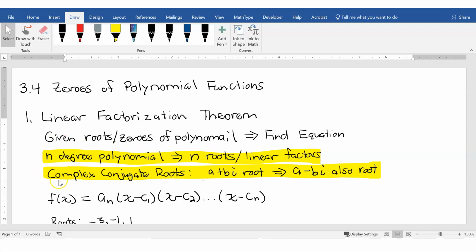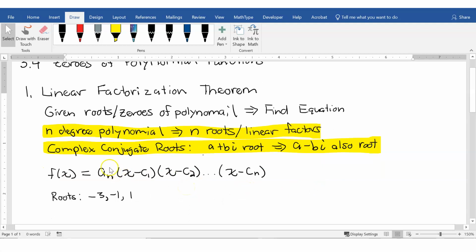The second property is that if you have a complex root, they always occur in conjugate pairs. So when you have complex conjugate roots, if you have one complex number as a root, its complex conjugate with the opposite sign must also be a root.